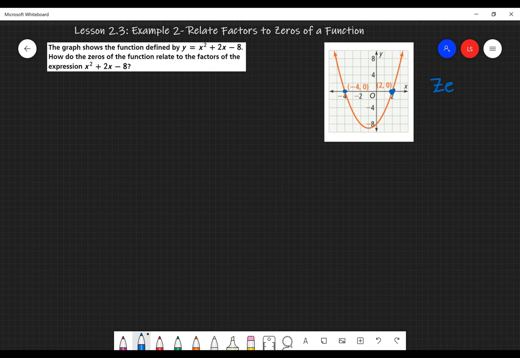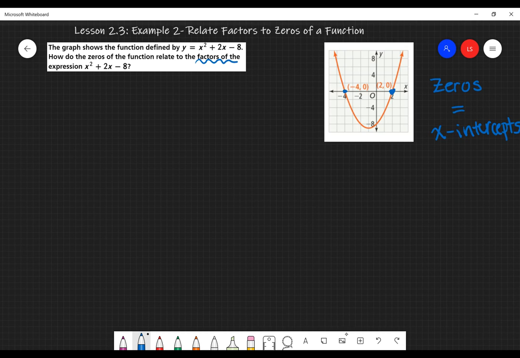So whenever we say zeros of a function, what we're really saying is we're looking at our x-intercepts. So they've identified our zeros for us at -4 and +2. And they're asking, how do the zeros of the function that they just showed us on the graph relate to the factors of x squared plus 2x minus 8? So if they want to relate the zeros to the factors, that means we need to find the factors first.